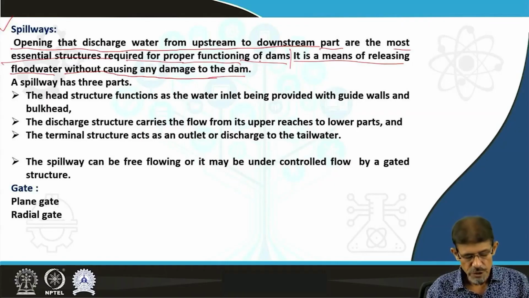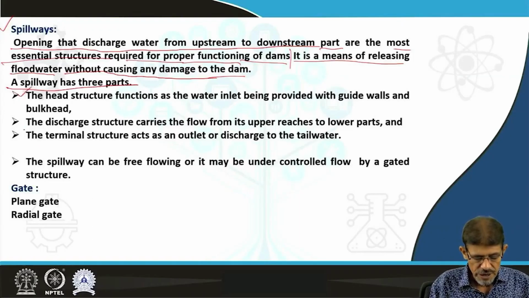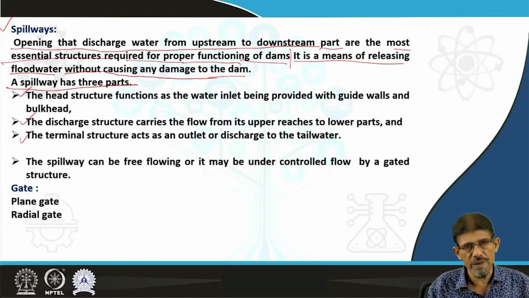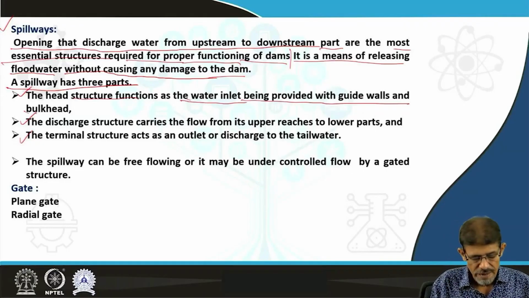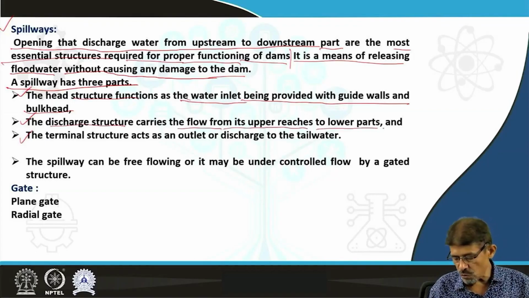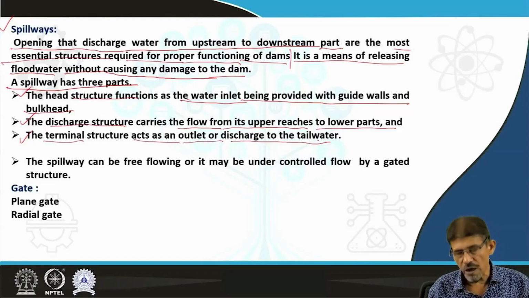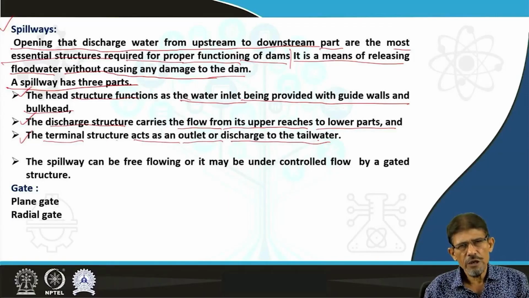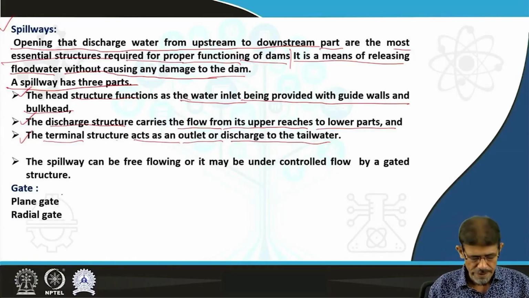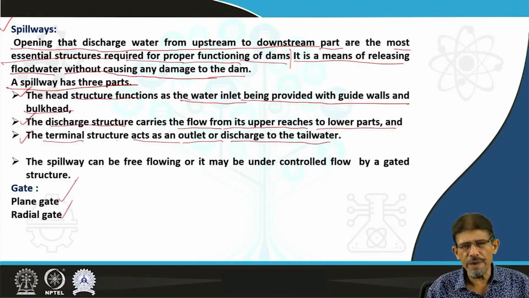facilitated by the spillway. The spillway has three parts: head structure, discharge structure, and terminal structure. The head structure's function is to provide a water inlet, provided with guide valves and a bulkhead in some cases. The discharge structure carries the flow from its upper reach to the lower part, and the terminal structure acts as an outlet or discharge to the tailwater. The spillway has some gates. It may be plain type, it may be radial type.